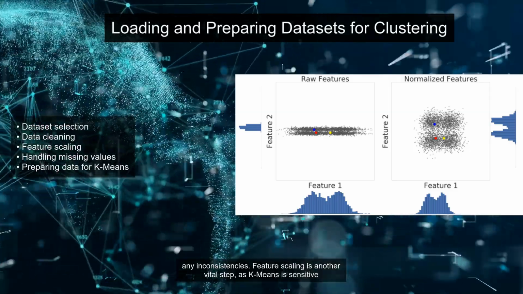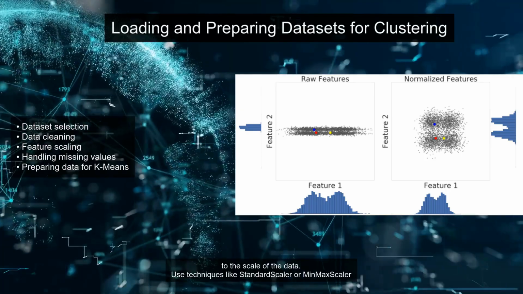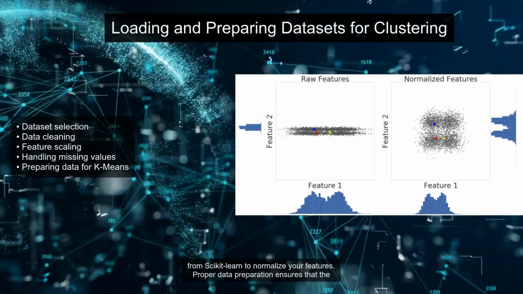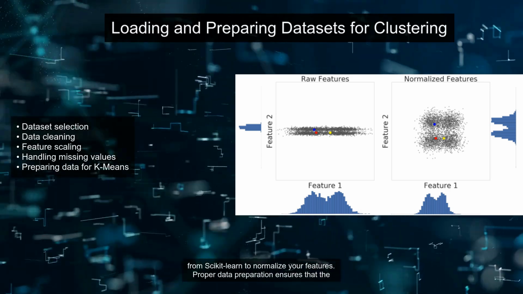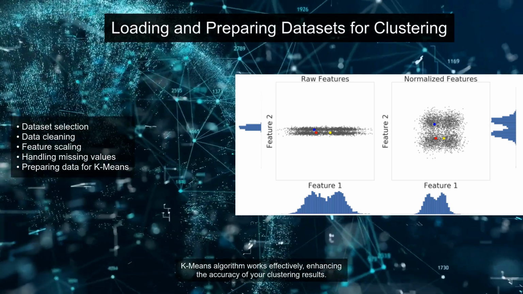Feature scaling is another vital step, as k-means is sensitive to the scale of the data. Use techniques like StandardScaler or MinMaxScaler from Scikit-learn to normalize your features. Proper data preparation ensures that the k-means algorithm works effectively, enhancing the accuracy of your clustering results.